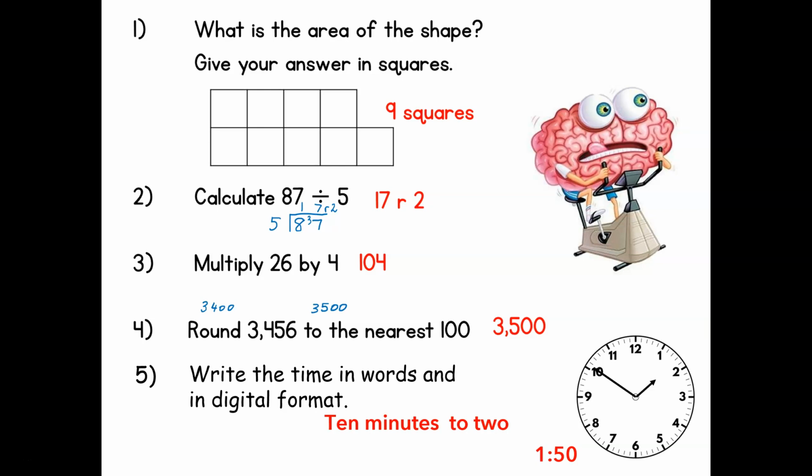The time in words is 10 minutes to 2. We record this as 1:50 in digital time. Digital time is always written left to right, the current hour, then the minutes past the start of the current hour.